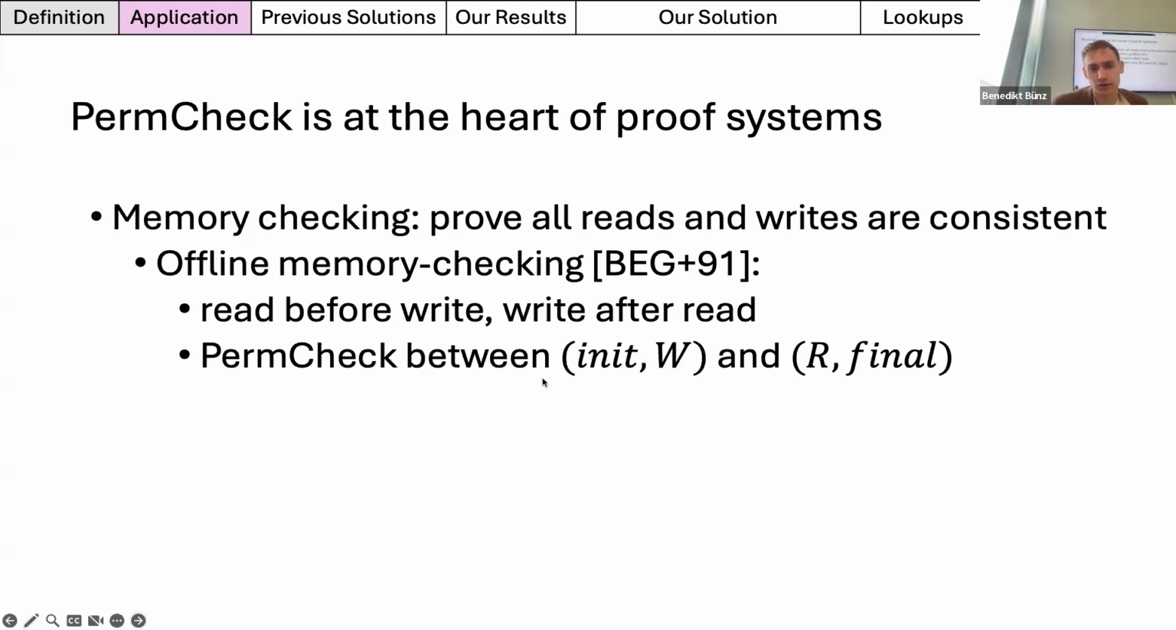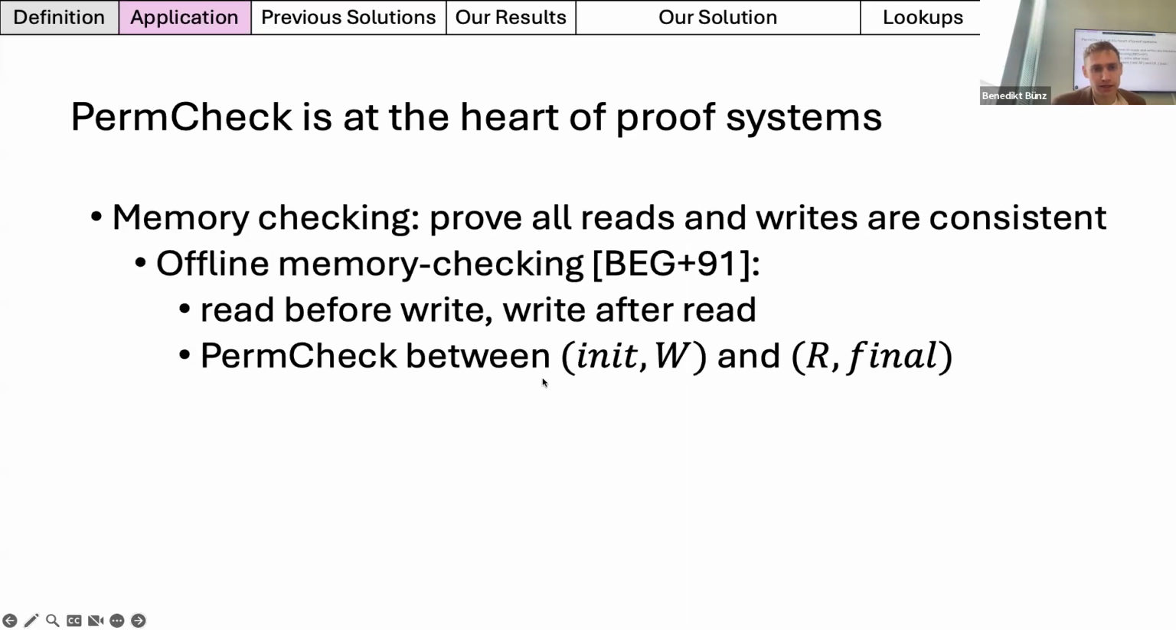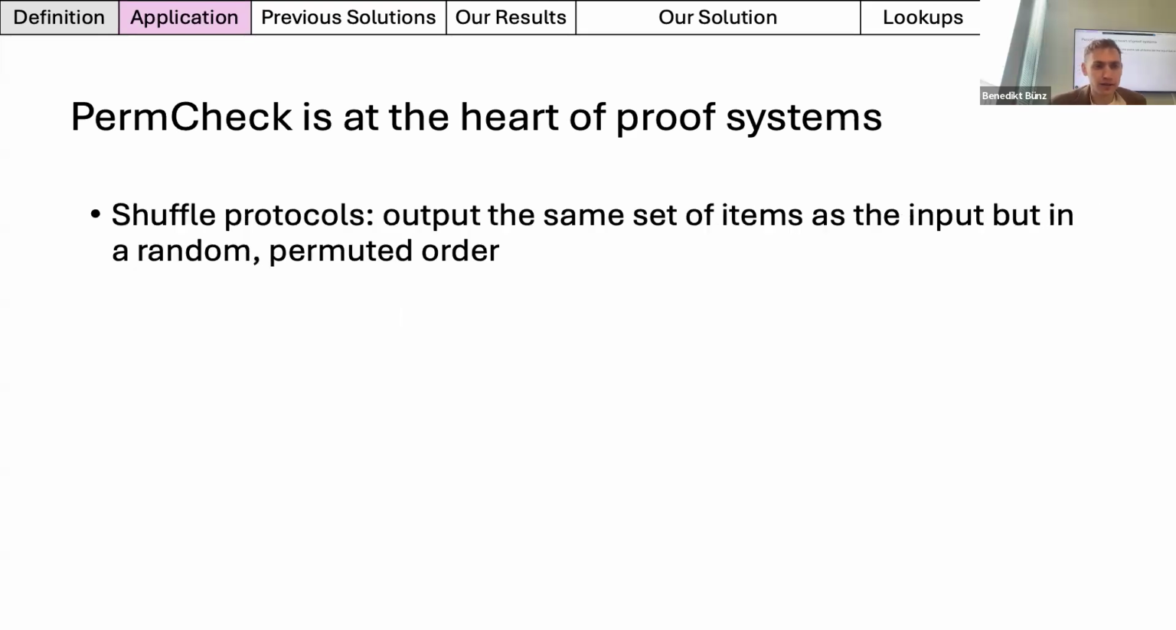And yeah, you basically have to do a permutation check here. I'm not going to go into the details of how this happens, but trust me, it comes up there. The other protocol is, sometimes you have shuffle protocols.